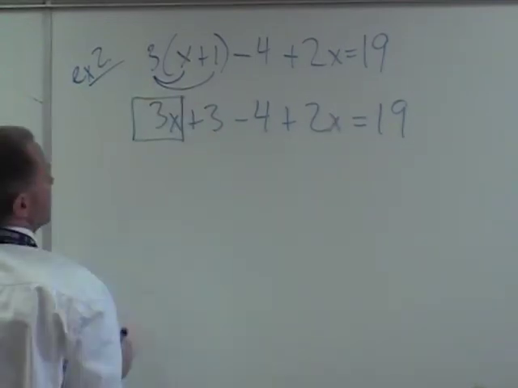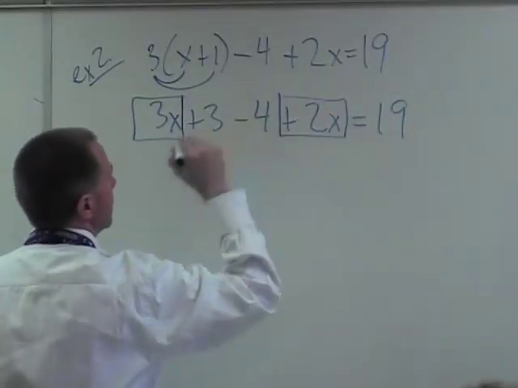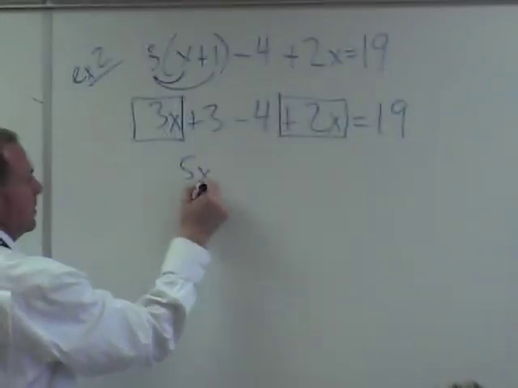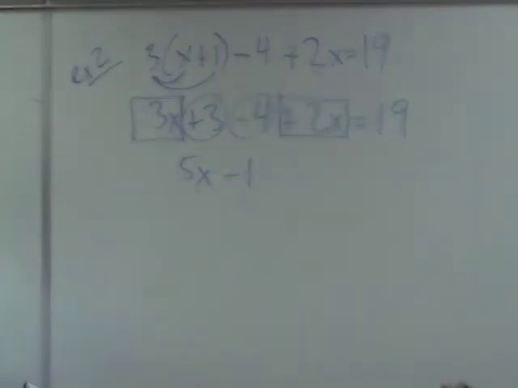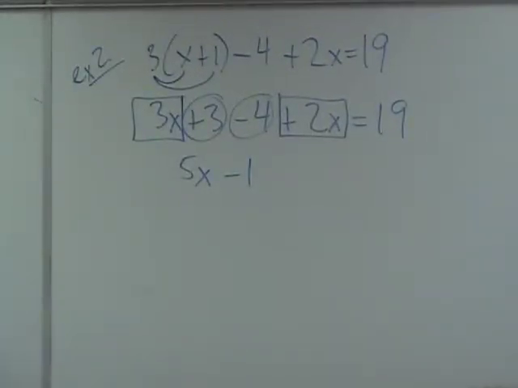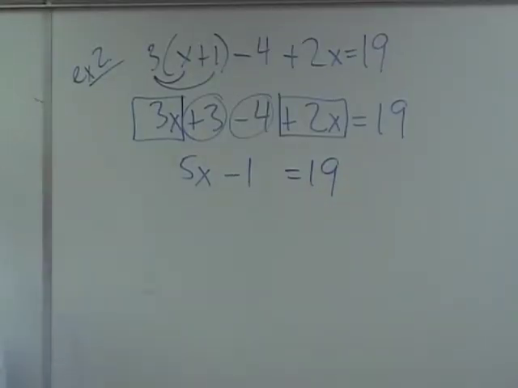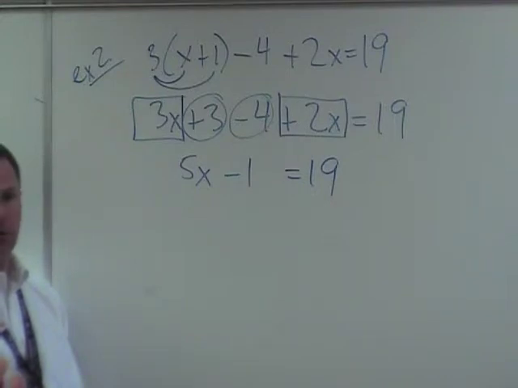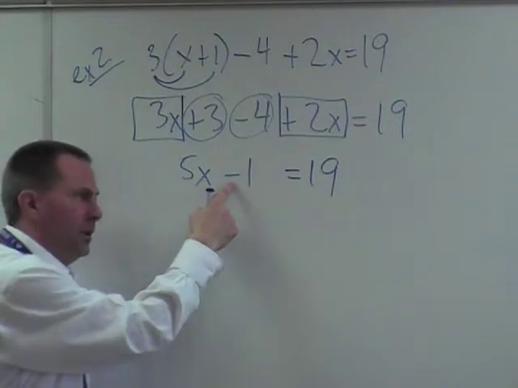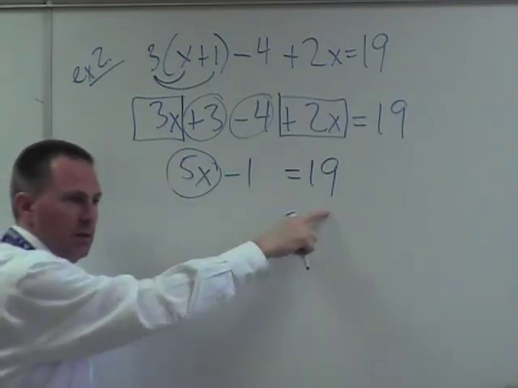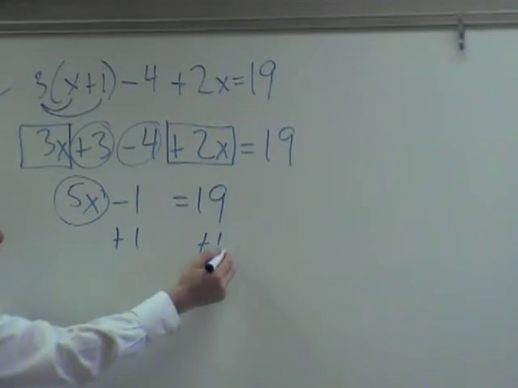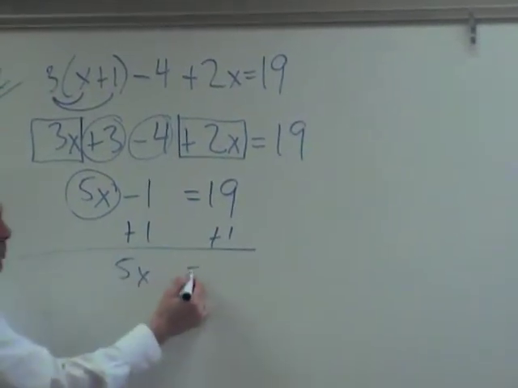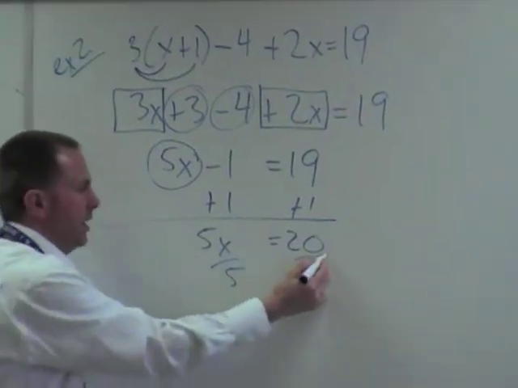Watch. Positive 3x. Positive 2x gives me 5x. A plus 3 and a minus 4, that's negative 1, equals 19. Some of you subtracted the 1 and got 18. But to move this term, minus 1, to the other side, you add 1. 5x equals 20. Divide off the 5.